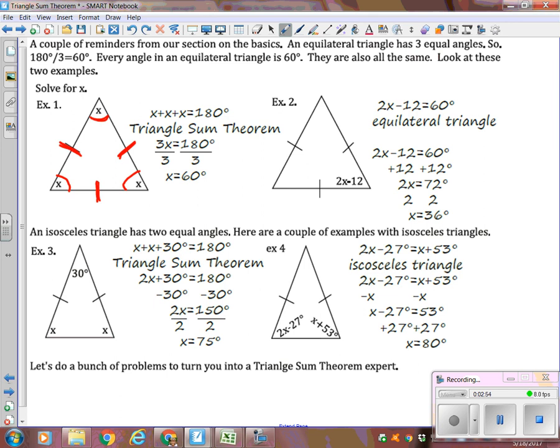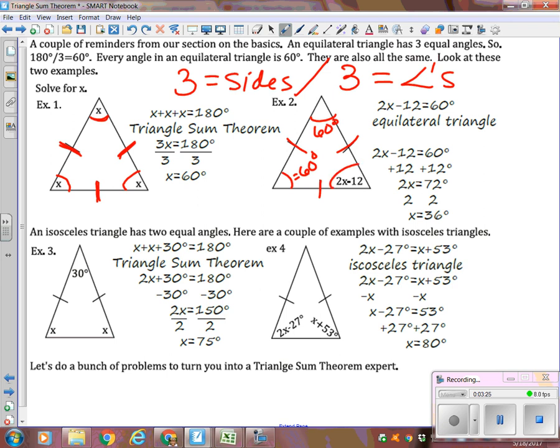So keep this in mind. If I have three equal sides, it also means I have three equal angles. Three equal sides, three equal angles. All right, example number 2. What if I know that I have three equal sides, and we've already figured out that each angle is 60, 60, and 60. Then it says find x.